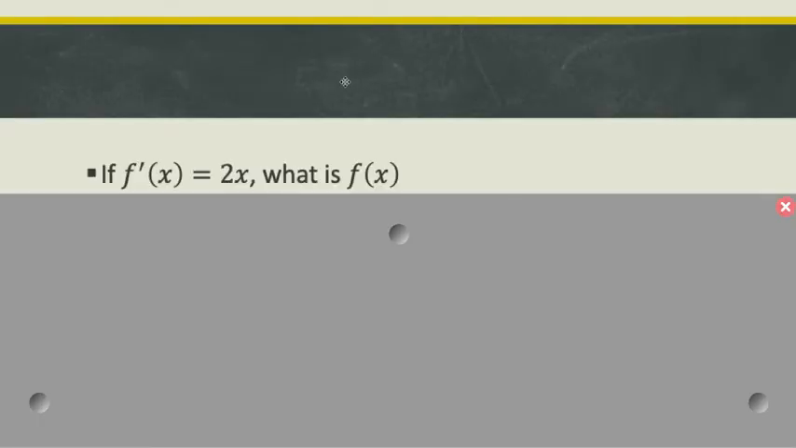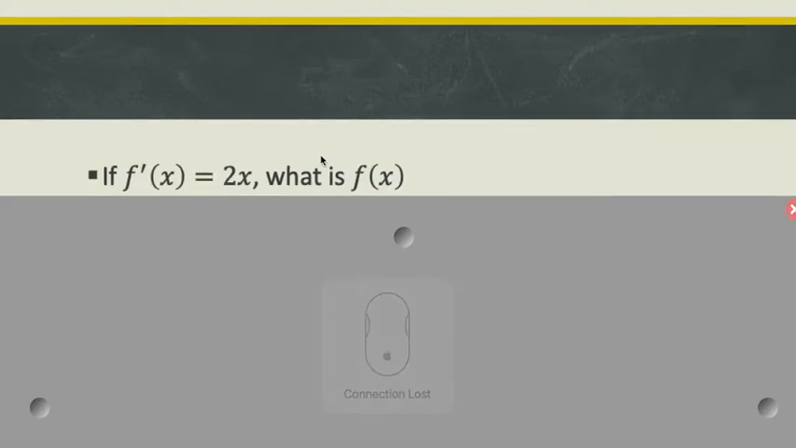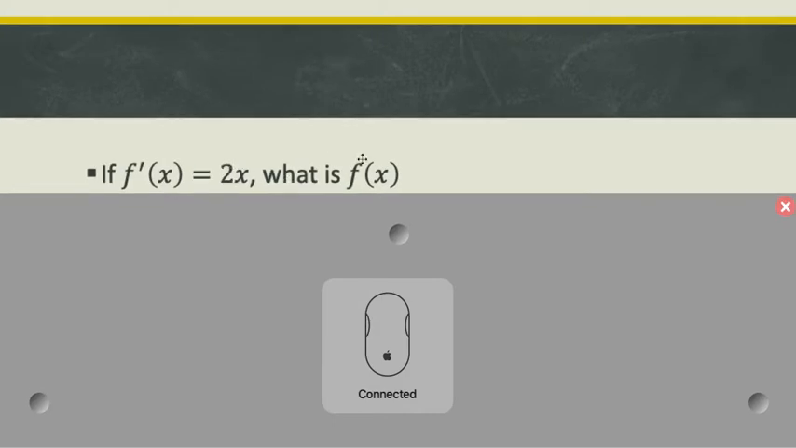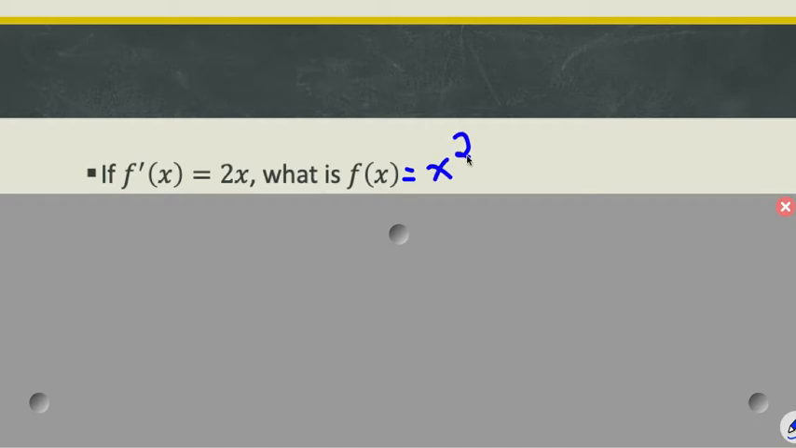If I took the derivative of a function and I ended up getting 2x, so if I have f prime of x is equal to 2x, what would that original function be? Think about that for a second. What would that original function be? And hopefully you can realize that it's x squared.